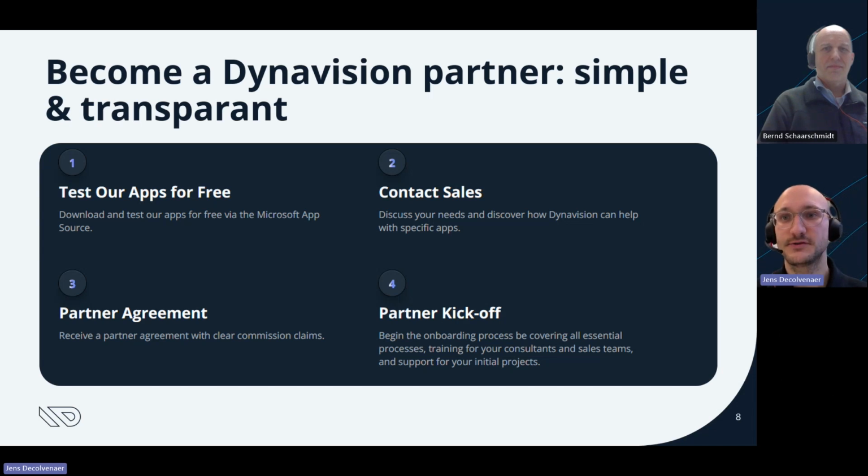If after this session you're interested in becoming a partner, it's a very easy, simple, and transparent process. You can try out all our apps for free. On a sandbox environment, you will have a perpetual free trial, and on a production environment, you will have a 28-day free trial. If you see anything you like, you can then contact us. We'll then send you our reseller agreement, and once that is signed, we'll schedule a partner kickoff, and we're all set to start working together. So that's all there is to it.